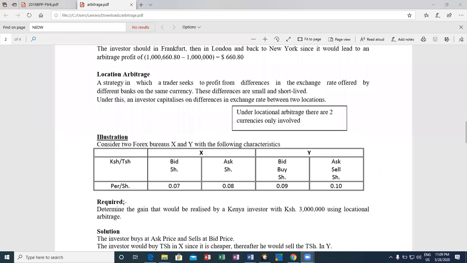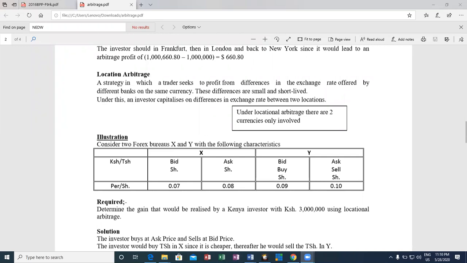Most of them are saying Y, right? Or most of them are saying X. Ladies and gentlemen, if you look at this, remember, the bank is the one that is buying at this rate. And then they sell at 0.08. So for us, we behave in the opposite way. If the bank is saying sell, we are saying buy as investors. So if you are telling me it's X, this person will end up buying a Tanzania shilling at 0.08. If he goes to Y, he'll end up buying a Tanzania shilling at 0.1. Remember, the bank is the one that is selling there.